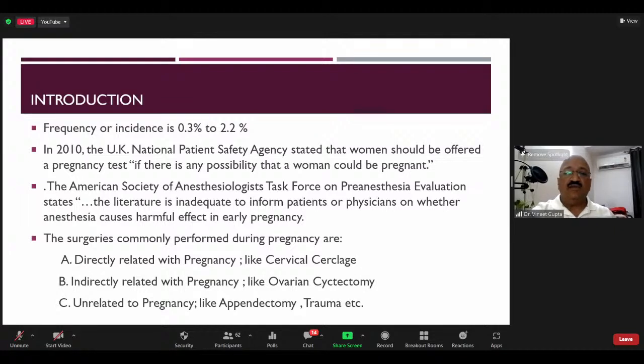The surgeries commonly performed during pregnancy are directly related to pregnancy, like cervical cerclage, indirectly related to pregnancy, like ovarian cystectomy, or unrelated to pregnancy, like appendectomy, trauma, or acute abdomen.